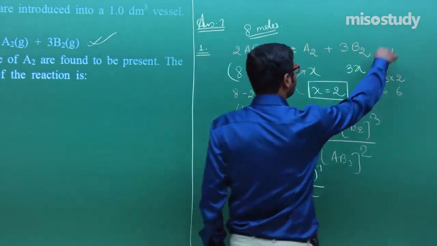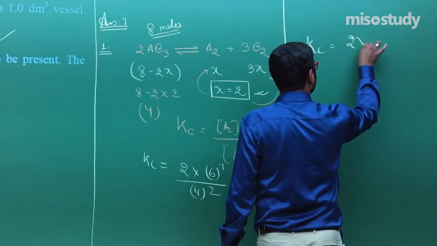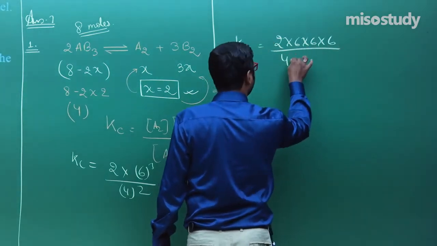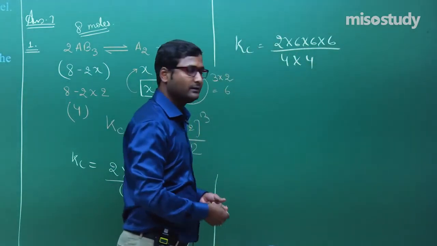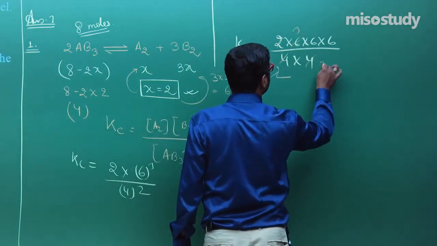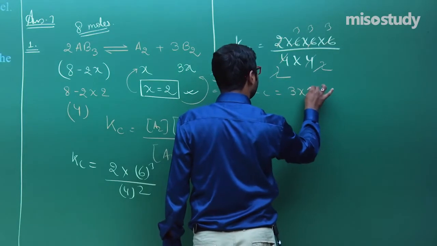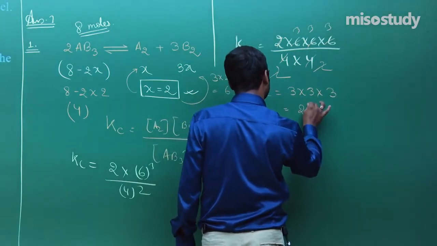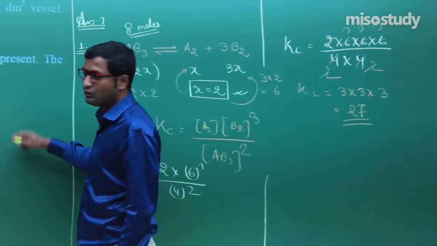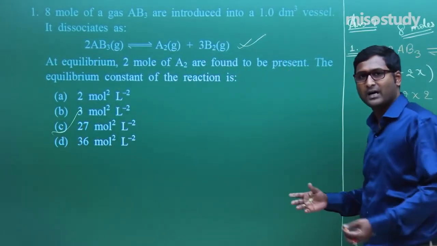Clear? Now moving here, check it out what will happen in this case. Kc is equal to 2 into 6 into 6 into 6 divided by 4 into 4. Clear? Now, what will be the value? Kc is equal to 3 into 3 into 3, that is 27. So in this case, what is the value of the equilibrium constant? I am moving here, check it out. That is option C, 27 mole square per liter square.